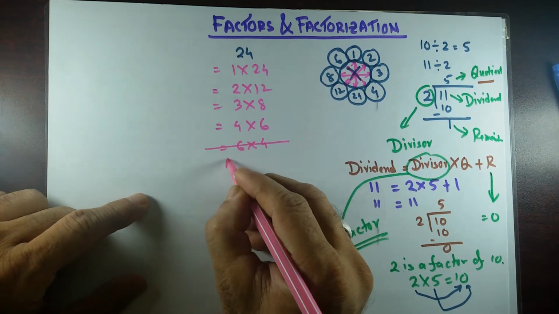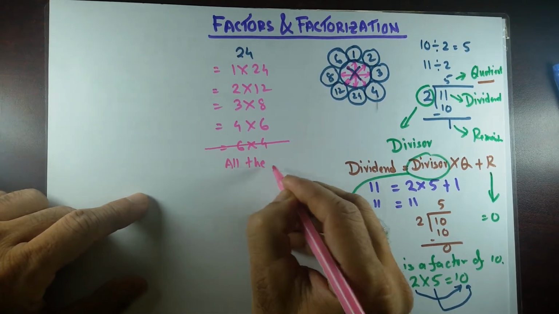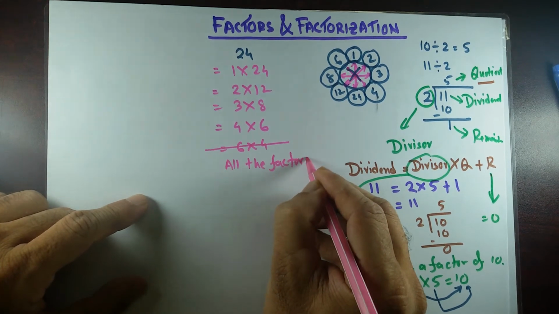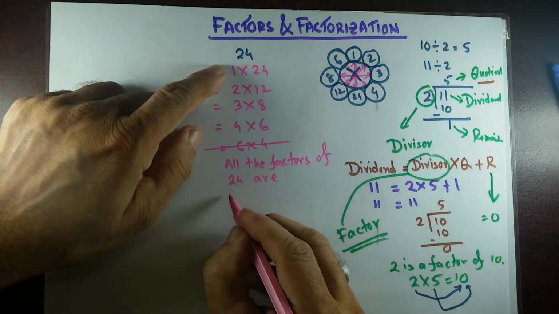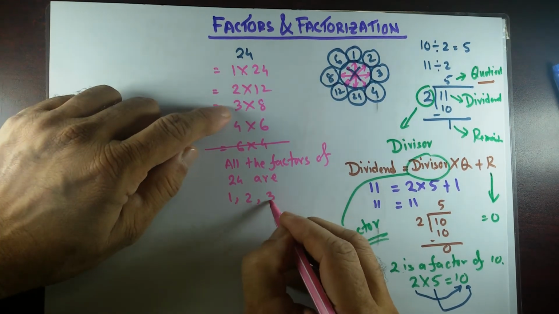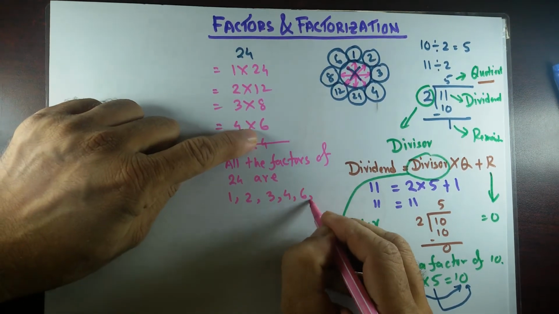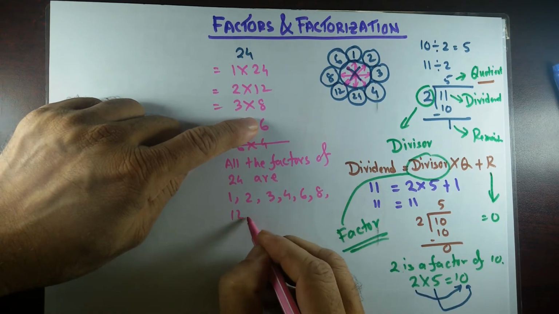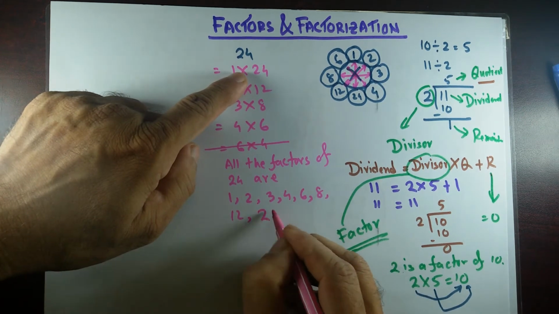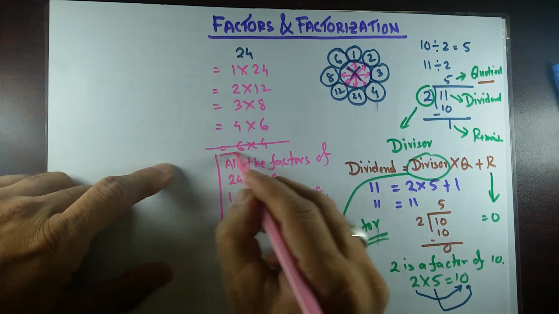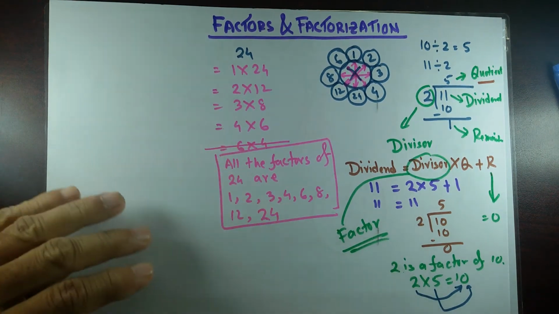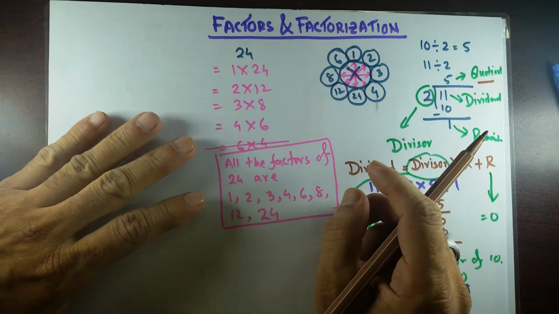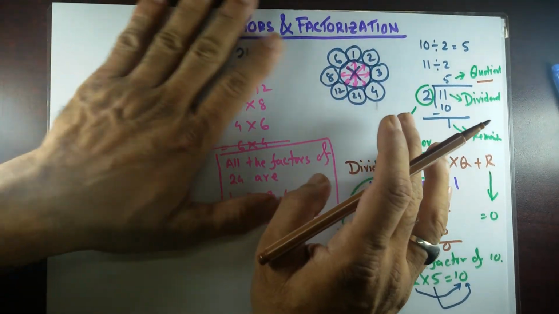So what can I do? I can write down all the factors of 24: 1, 2, 3, 4, 6, 8, 12, and 24. So these are all the factors of 24. Why do we need this? Sometimes we need these factors to simplify things.